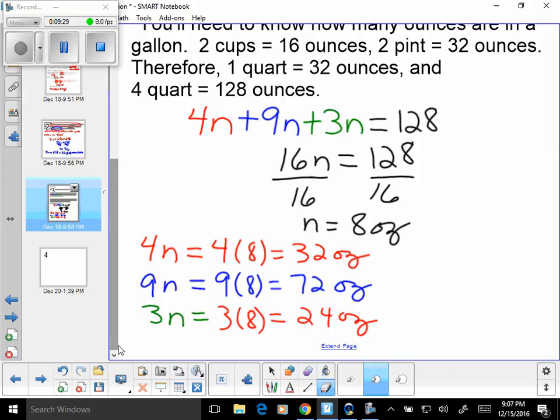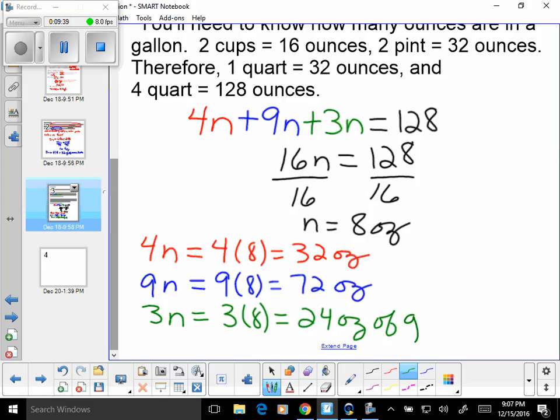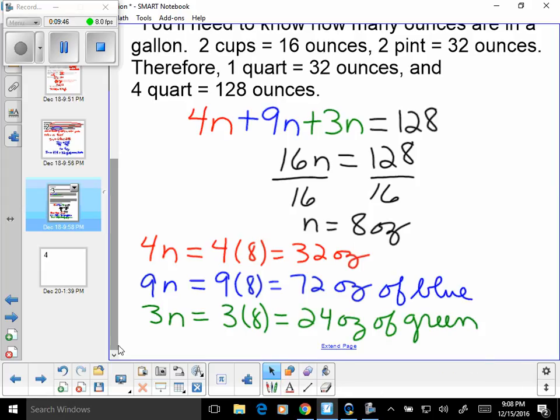Whoops, I'm supposed to do that in green. 3 times 8 to get 24 ounces, and technically I suppose since you're not going to be using color, you better write it out in words to let Miss Scout know what your real answer is going to be.